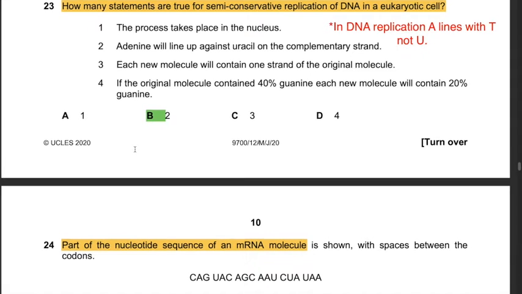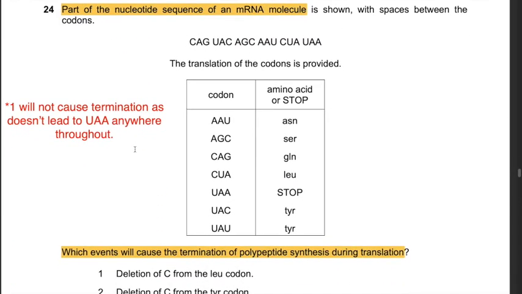Question 24. Part of the nucleotide sequence of an mRNA molecule is shown with spaces between the codons. As you can see, this is the mRNA molecule and the nucleotide sequence. The translation of the codons is provided. Which events will cause the termination of polypeptide synthesis during translation?